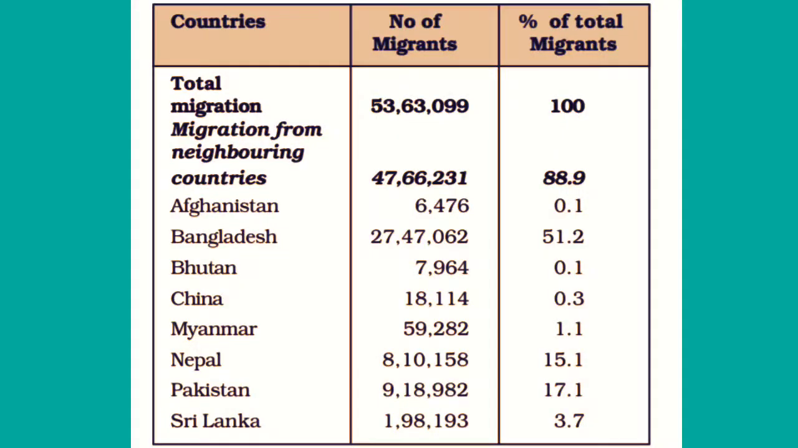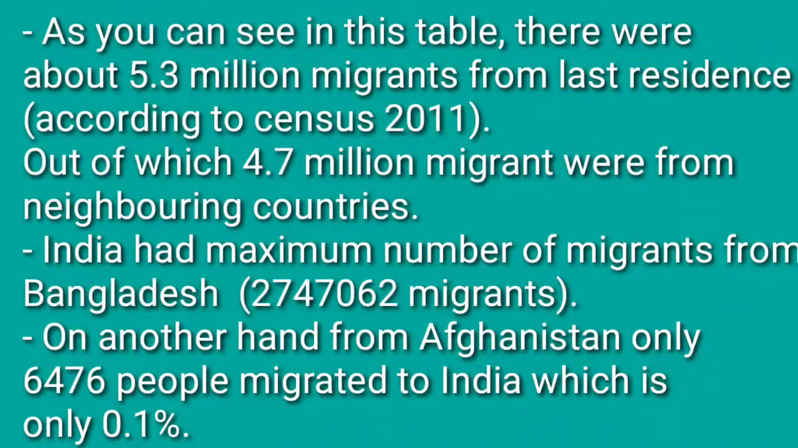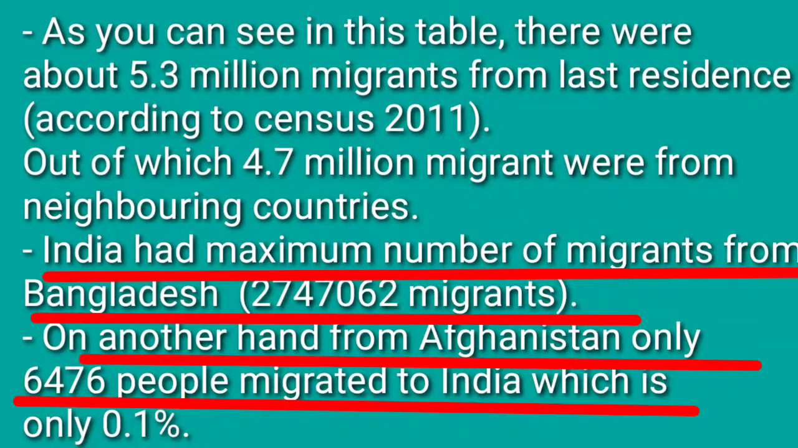This is a table showing the details of migration from neighboring countries. As you can see in this table, there were about 5.3 million migrants from last residence according to census 2011, out of which 4.7 million migrants were from neighboring countries.